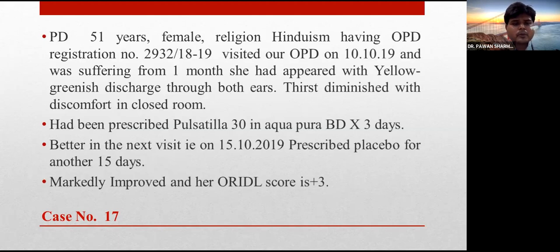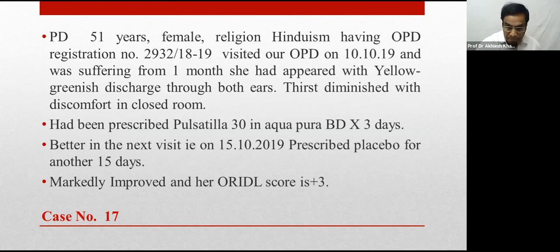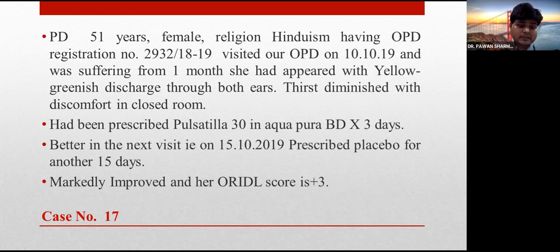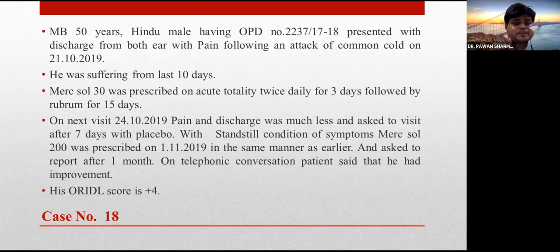This is a case of a 51-year-old female suffering for 1 month. She had appeared with yellowish-greenish discharge through both ears, diminished with discomfort in a closed room, and was prescribed Pulsatilla 30. She was better in the next visit, that is on 15th October, and was prescribed placebo for another 15 days. Markedly improved, and her Hordel scale score was plus 3.